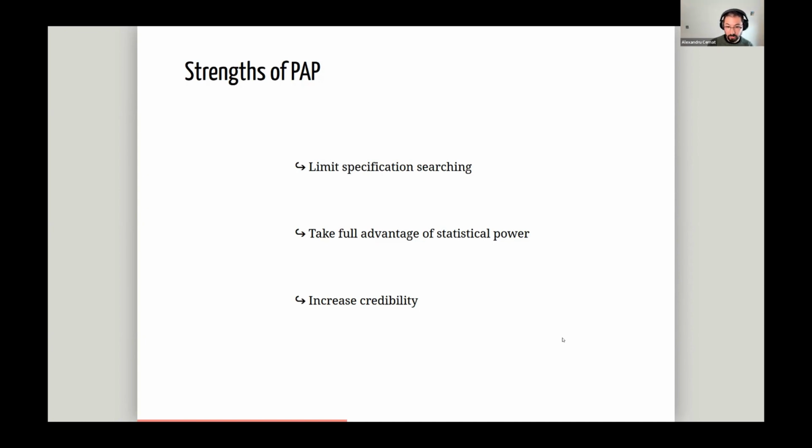So if you want to do new types of analysis, you can present that, but this has to be clearly separated from the really confirmatory work that is included in the pre-analysis plan.